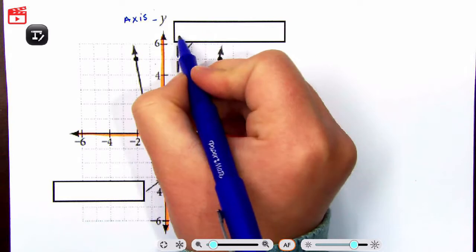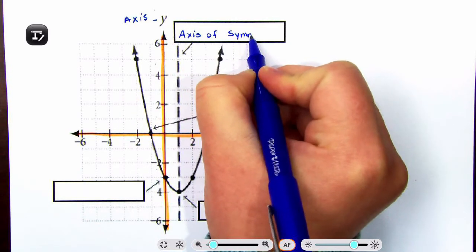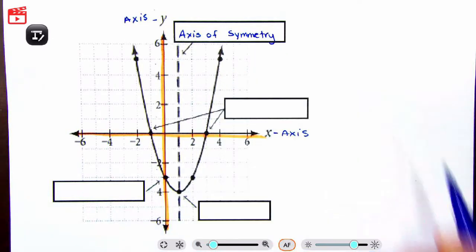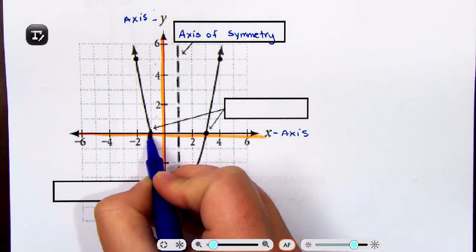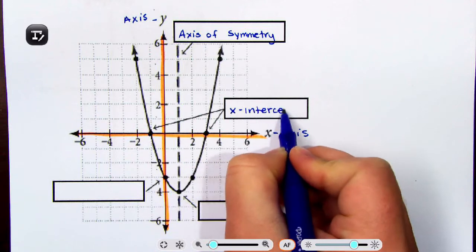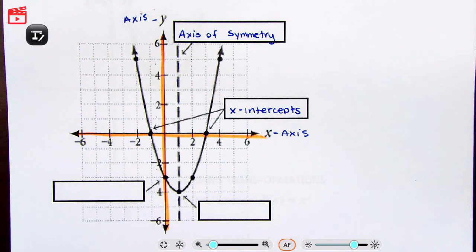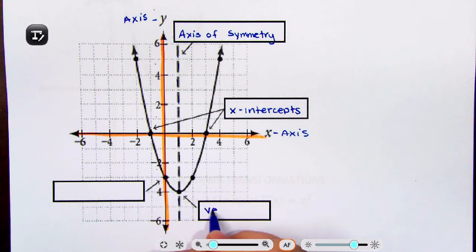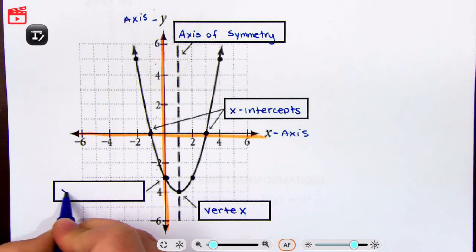However, this is called your axis of symmetry. Sometimes you'll hear it as your line of symmetry. I sometimes say that, but it is your axis of symmetry. Since we have these two on the x-axis, these are your x-intercepts. This point right here on the tip of the curve is your vertex. And this point right here is on the y-axis, so therefore it is your y-intercept.